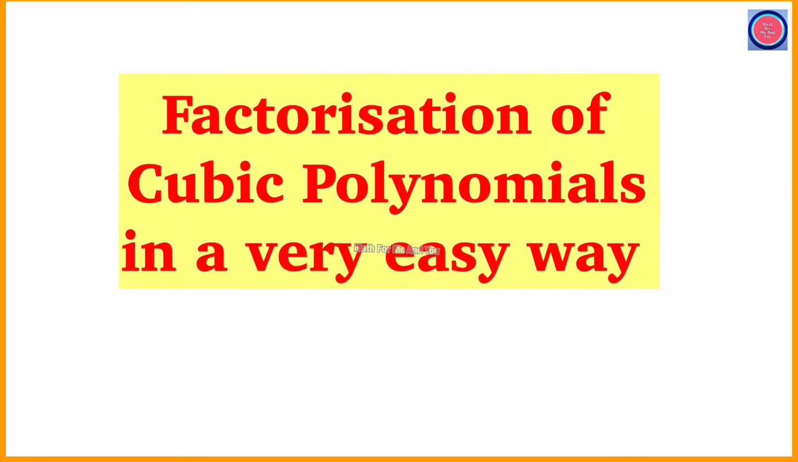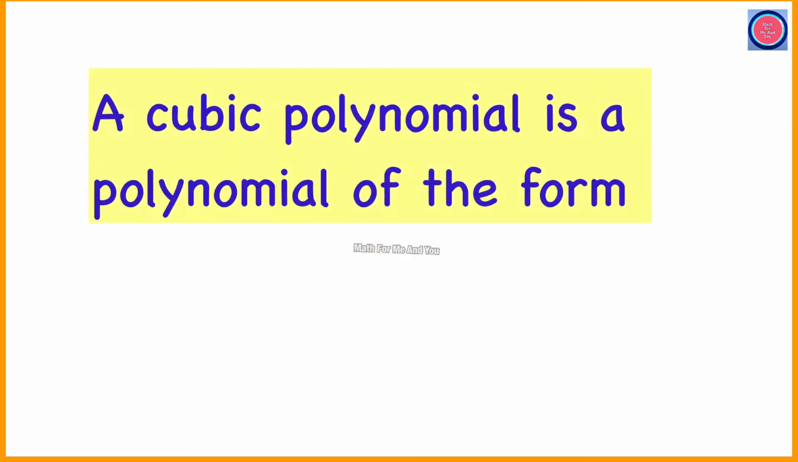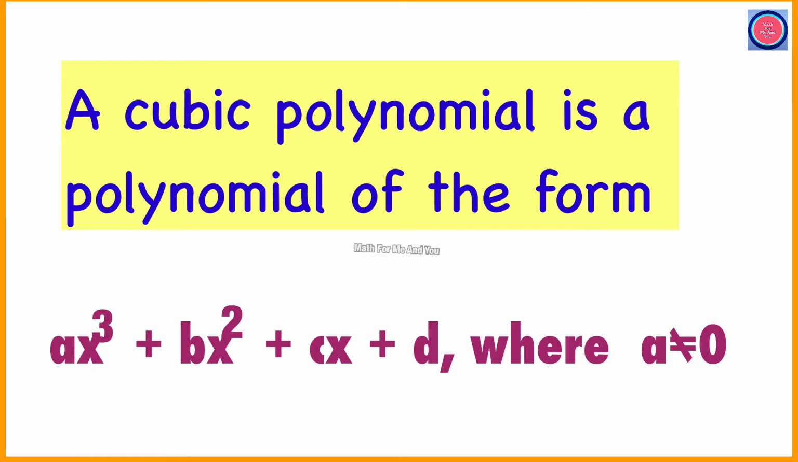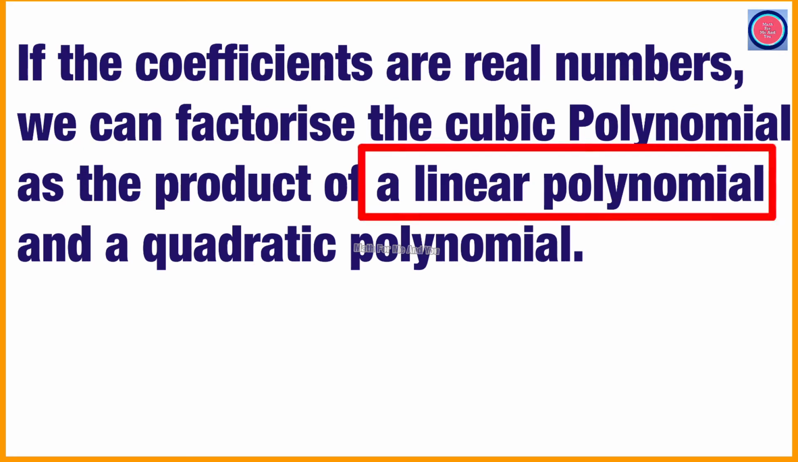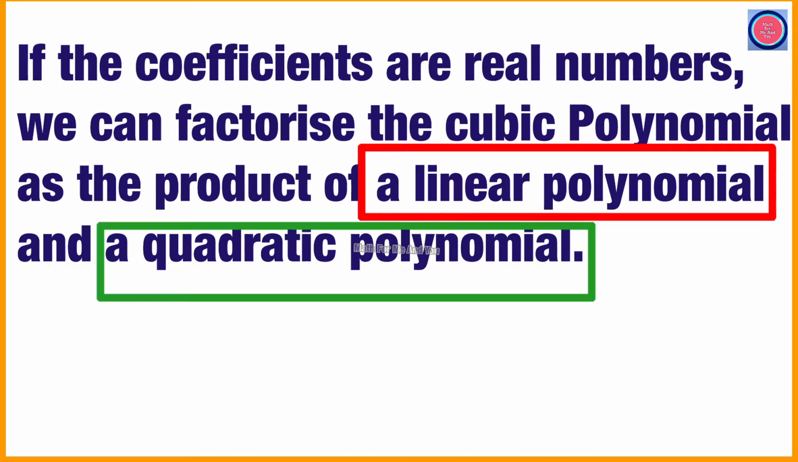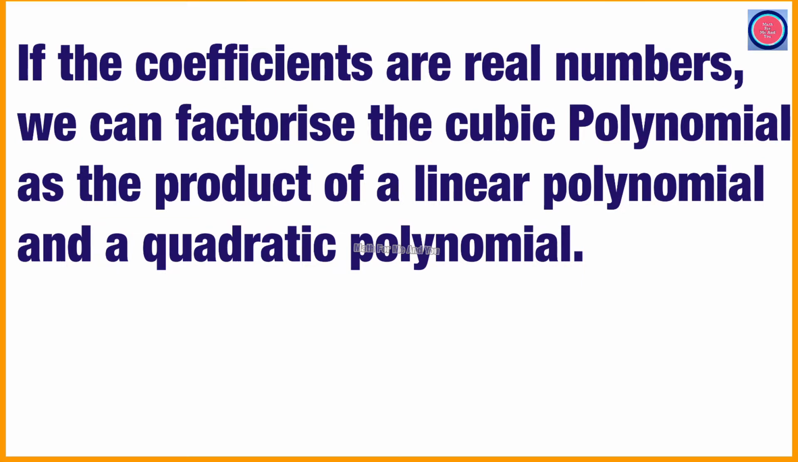In this video, we are discussing factorization of cubic polynomials in a very easy way. What is a cubic polynomial? A cubic polynomial is a polynomial of the form ax cube plus bx square plus cx plus d, where a is not equal to 0, with x having maximum power 3. If the coefficients are real numbers, we can factorize the cubic polynomial as the product of a linear polynomial and a quadratic polynomial. Linear means x having power 1, quadratic means x having highest power 2.